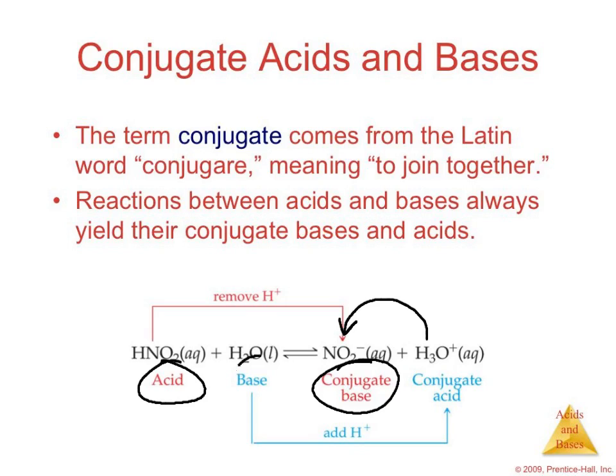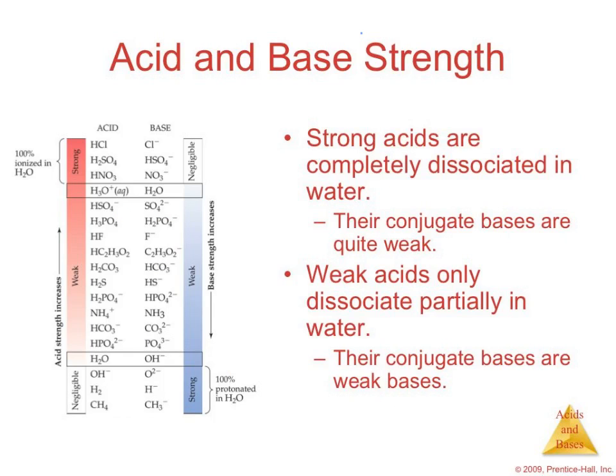Same thing with the base and the conjugate acid. They gave those the same color because on one side it's a base accepting a hydrogen. On the other side it's an acid, a conjugate acid, giving away a hydrogen. So again, hopefully that makes sense. We're going to do some practice with that in class.